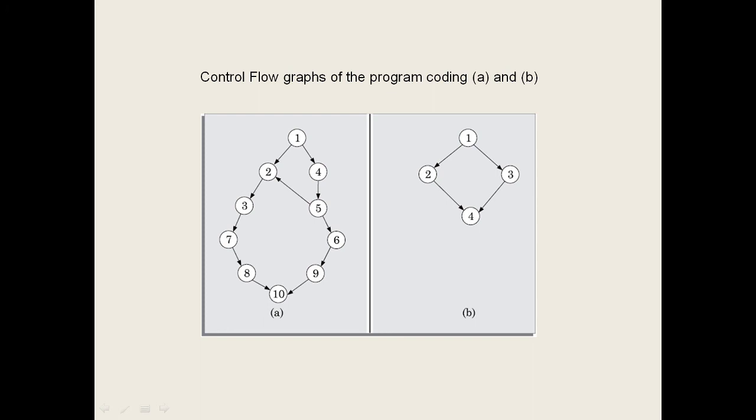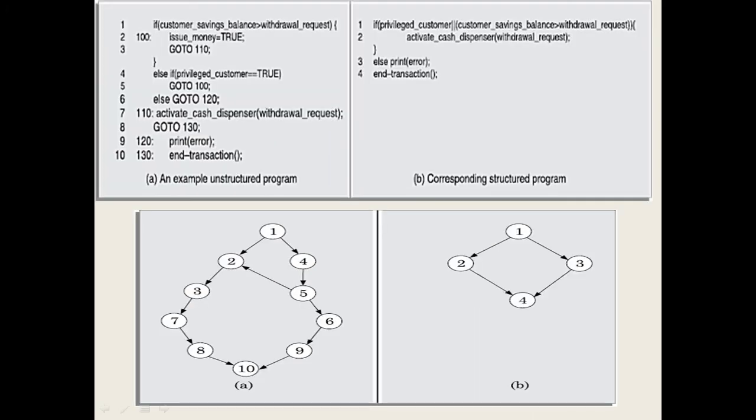So we can see it has a clear control flow graph. So figure B, that is the second structured program, structured programs always have a clear control flow graph. This is the control flow graph for figure A and B. So a structured program uses a clear graph.